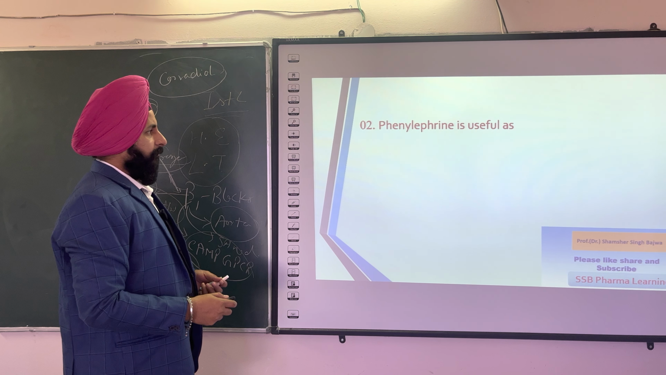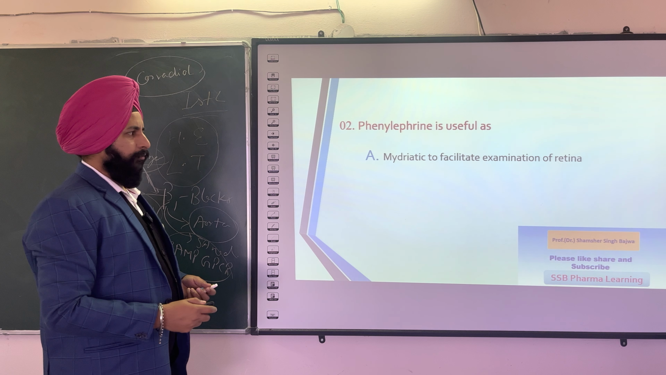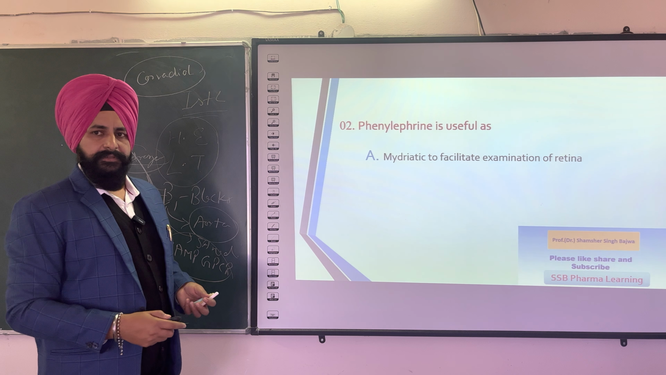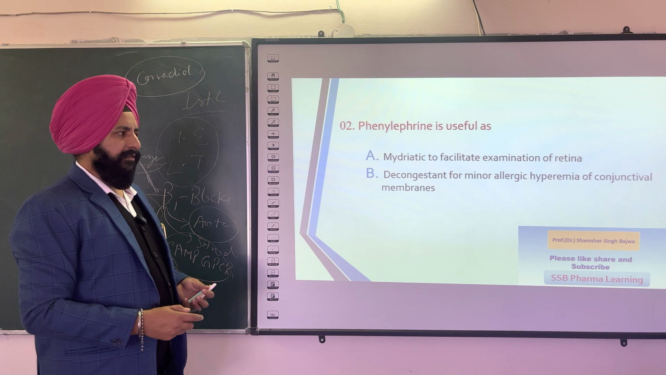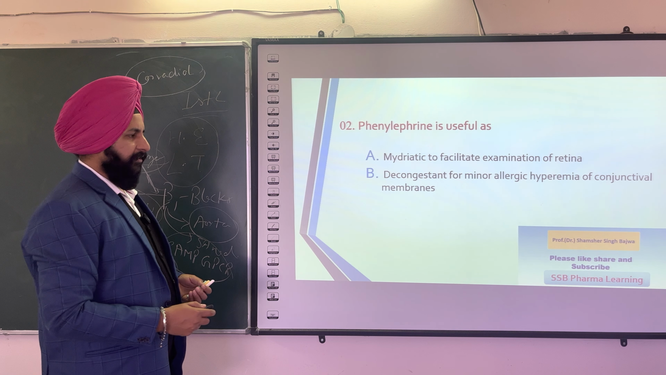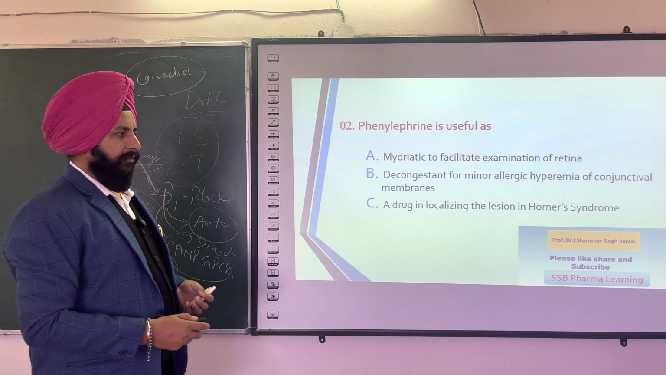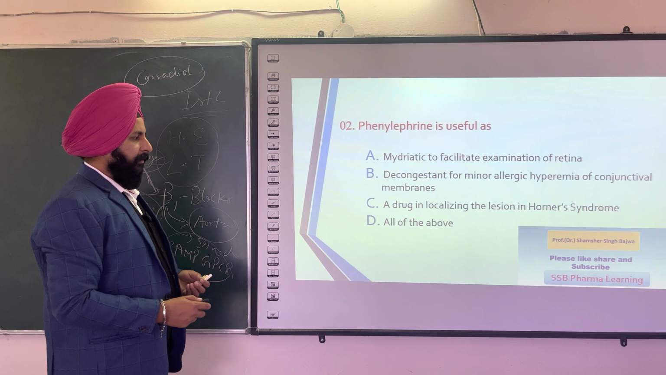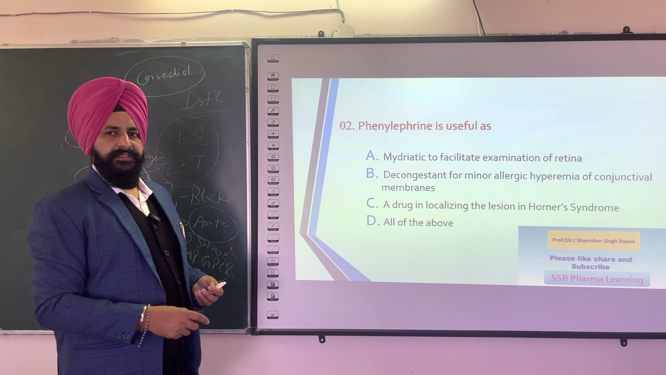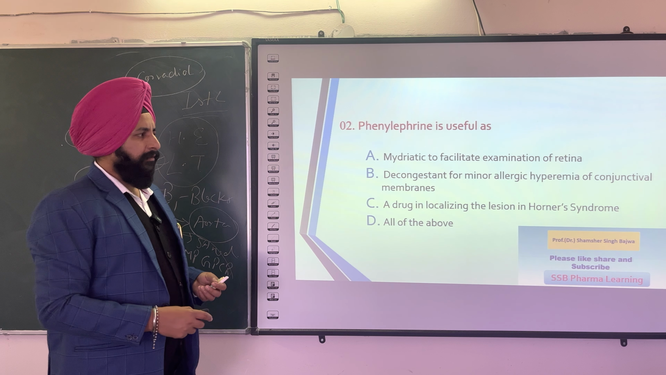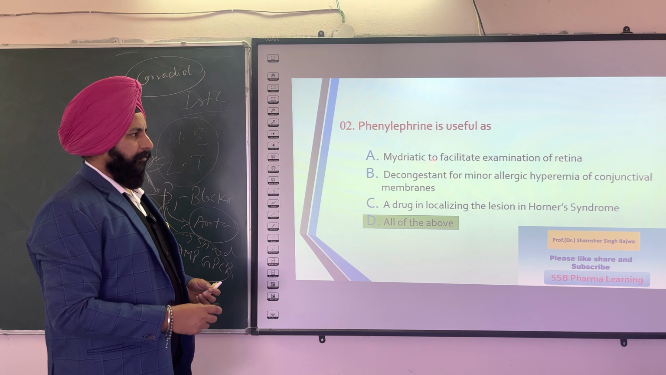Phenylephrine is useful as, the options are: mydriatic to facilitate examination of retina; decongestant for minor allergic hyperemia of conjunctival membrane; a drug in localizing the lesions in Horner syndrome; and all of the above. You choose where phenylephrine is useful here. You can comment in the box. The right answer for this question is all of the above.